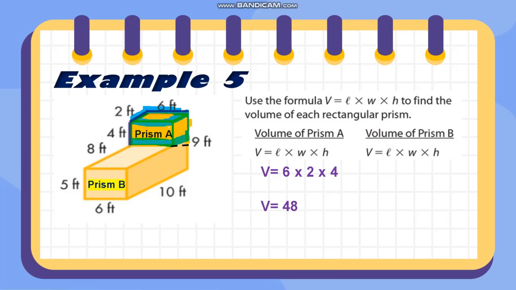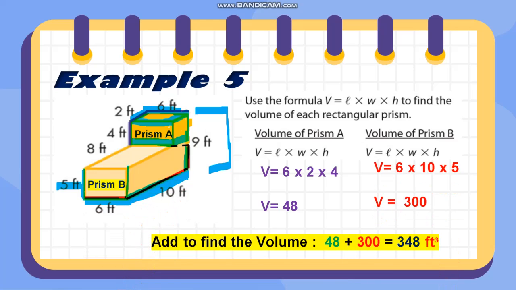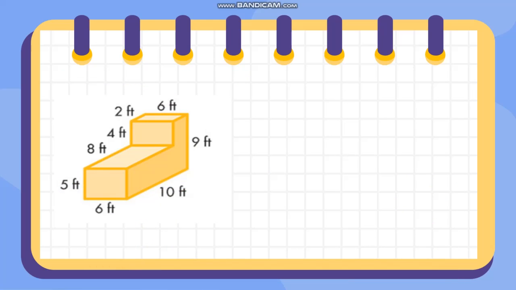And what is the volume of prism B? Prism B is 6 multiplied by 10, and the height is until here only, so we're not going to use 9 because 9 is the combination from prism A to prism B. So from here up to here is the same, which is 5. So this is the length 6, this is the width 10, and my height is 5. So 6 multiplied by 10 multiplied by 5 is equivalent to 300, and we're going to add this to 48 plus 300. The answer is 348 cubic feet.